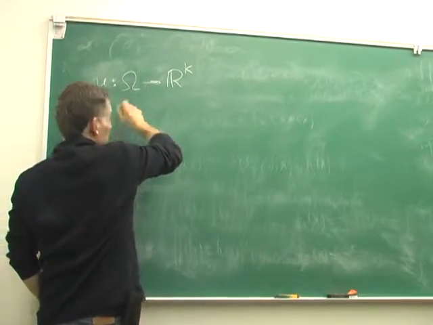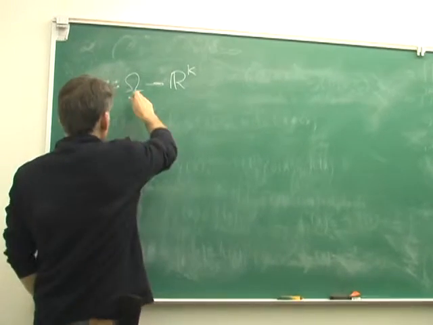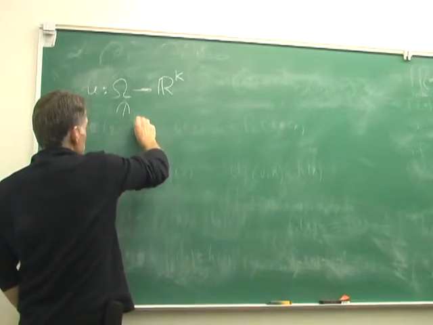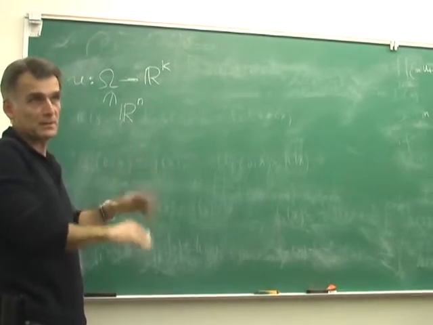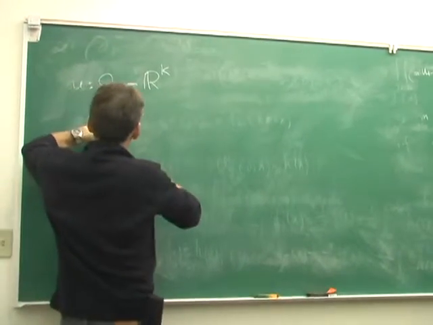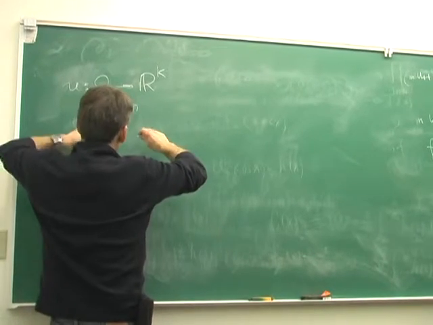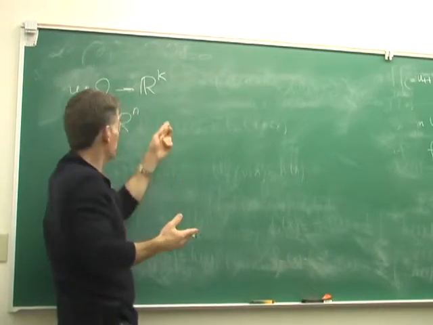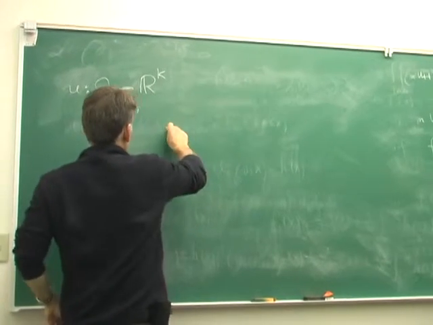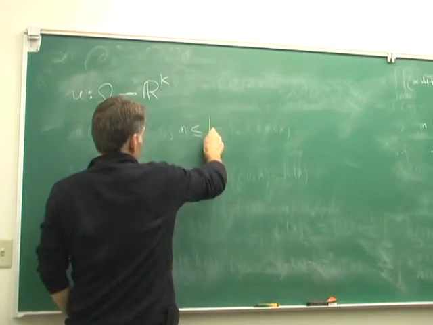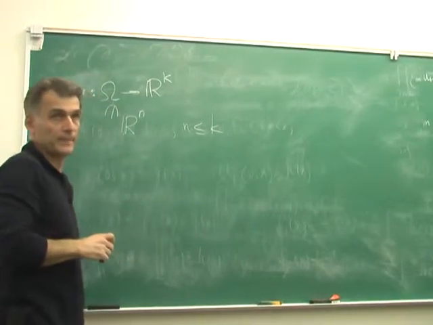Fix that. So now, instead of this being a one-dimensional interval, let me change notation and call it omega, where this is not one-dimensional but sits in n-dimensional space. It could be a manifold or submanifold, a surface or submanifold sitting in R^k. Okay? So n is less than or equal to k.